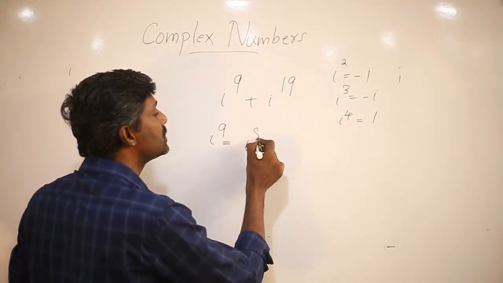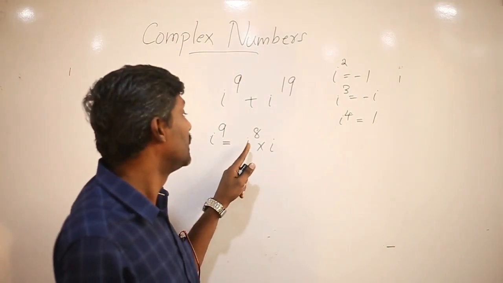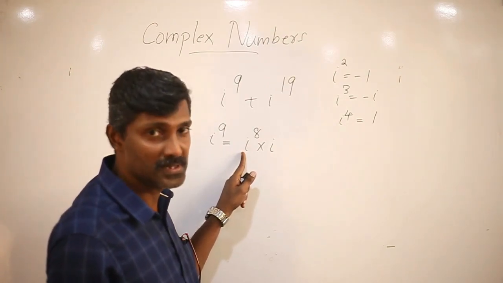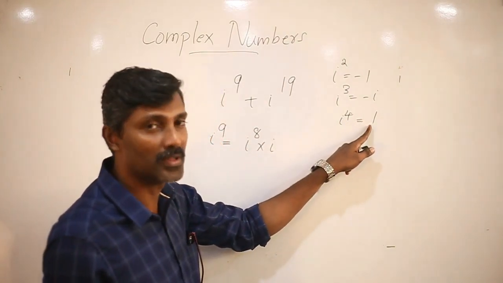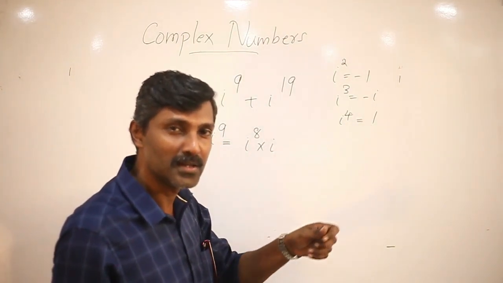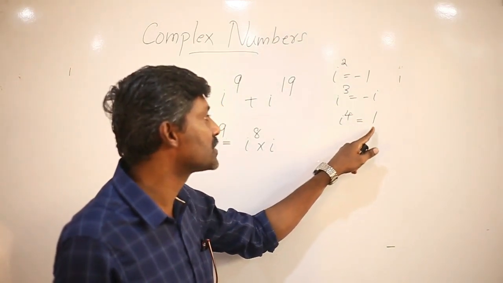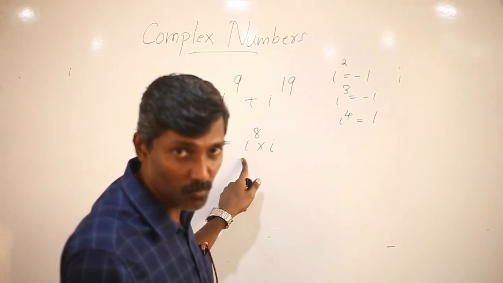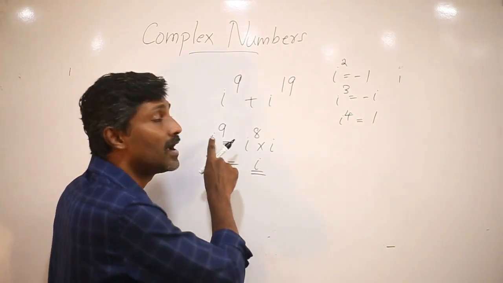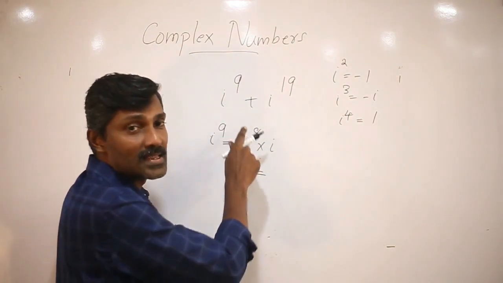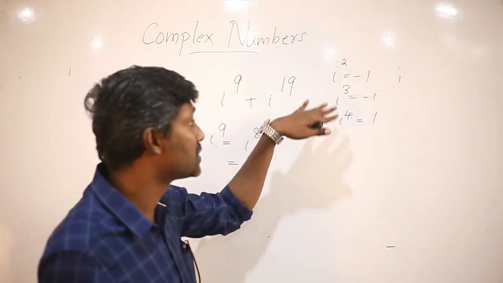i raised to 8 into i. Why? Because I told you that any power of i which is a multiple of 4 will give you the value 1, because i raised to 4 is 1. So i raised to 8, i raised to 12, 16, 20, etc. will always give you the value 1. So i raised to 4 is 1, i raised to 8 is also 1. So this will give you 1 into i, which is i. So the value of i raised to 9 I got as i. Now I have to find the value of i raised to 19 similarly using these three values.